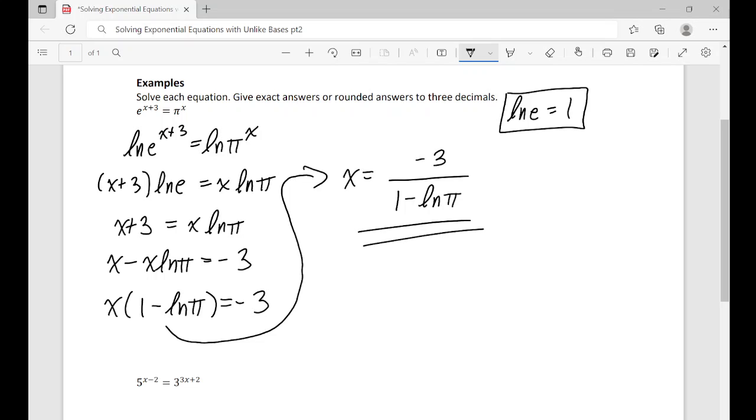And here is the exact answer, but if you want the decimal approximation, just plug into your calculator very carefully because there's a lot going on here. You will get 20.728 to 3 decimal places. So again, this is the approximate answer to 3, and the answer with ln in it is the exact answer.